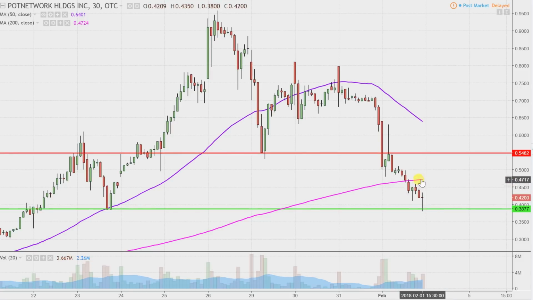200 period initial area of resistance, and then the next key level up there at 55 cents. So we'll see how this one closes out the week tomorrow.